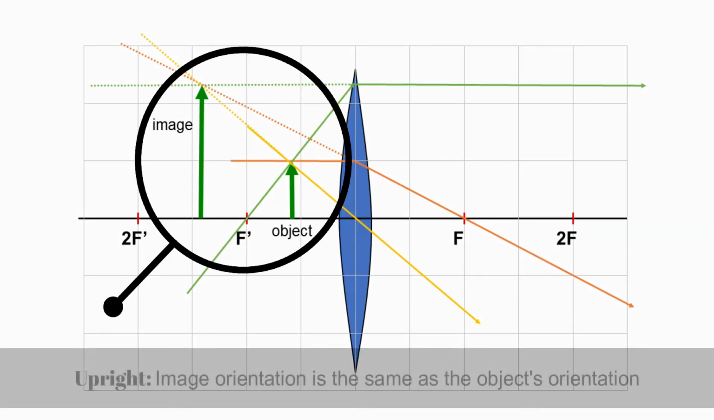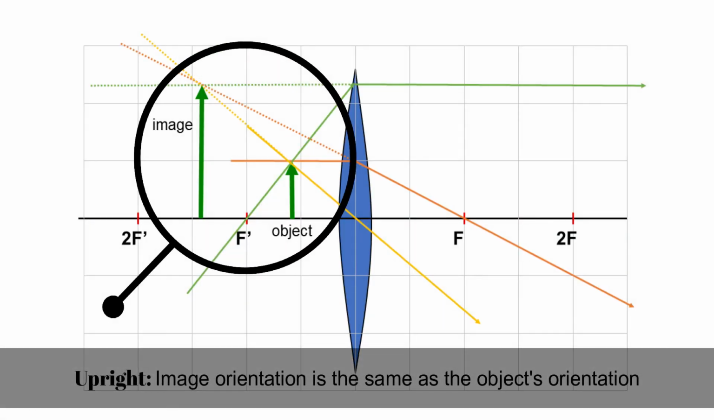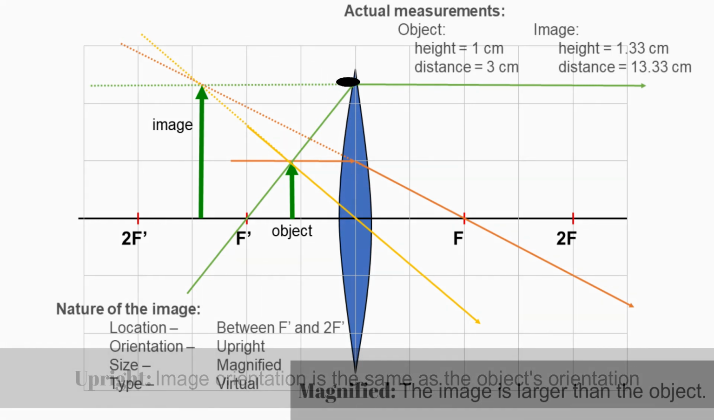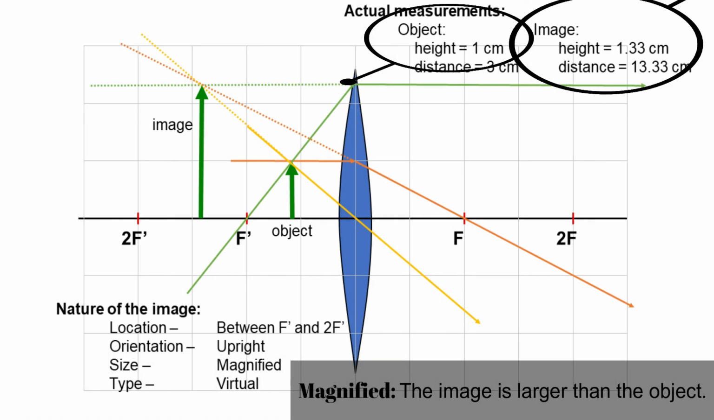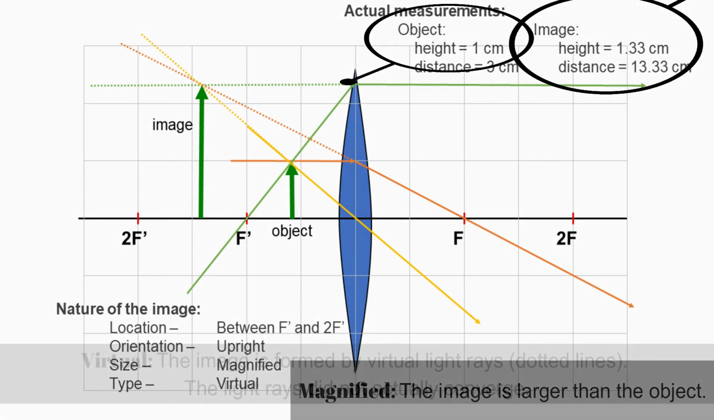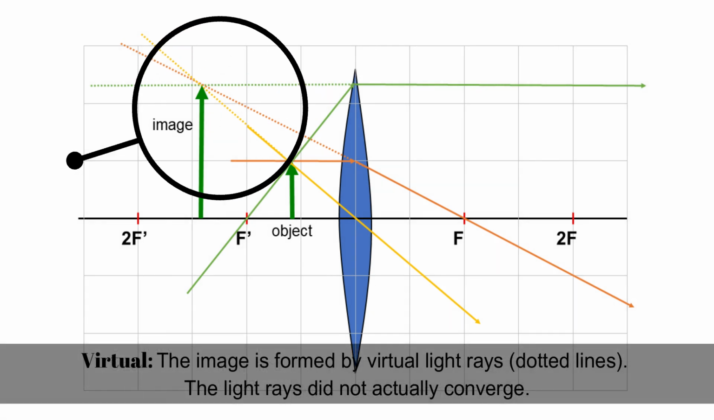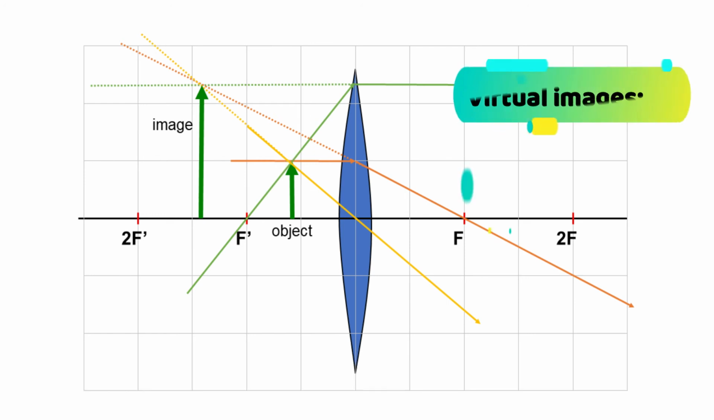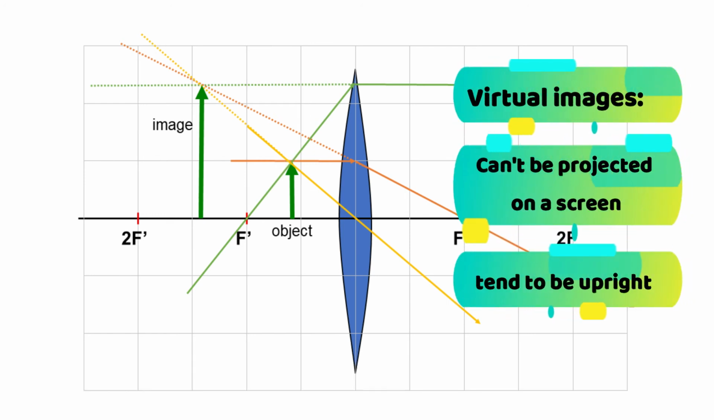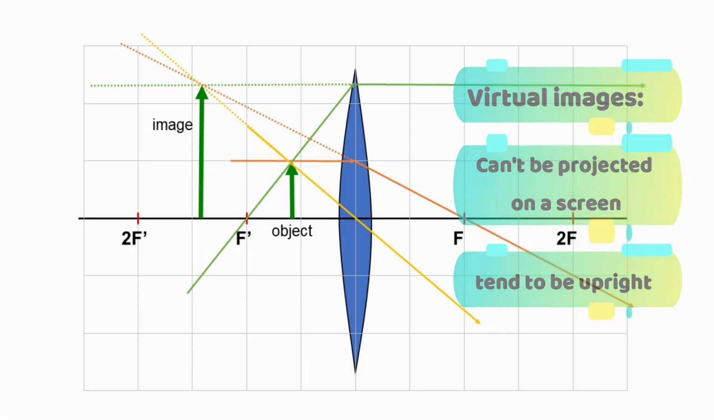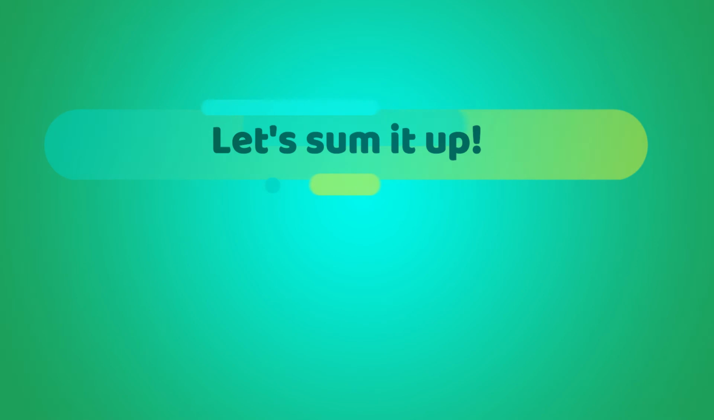It is described as upright because it's oriented in the same way as the object. It's magnified because it's larger than the object, and it is virtual because the image was formed by virtual light rays, which is symbolized by the dotted or dashed lines. Virtual images cannot be projected on a screen. You might also notice that the virtual images tend to be upright. So here is a summary of what we've done so far.